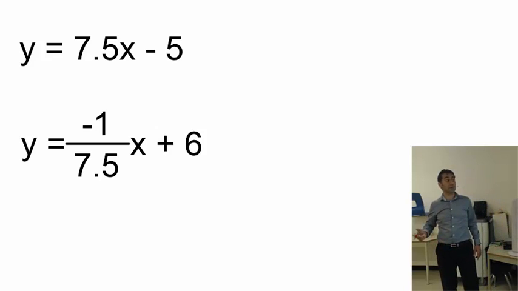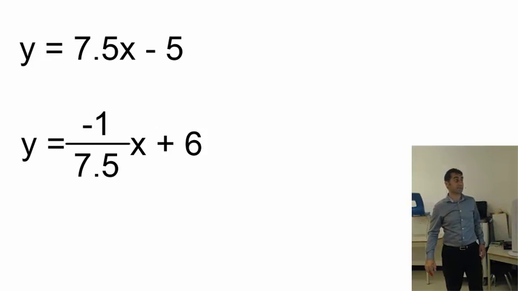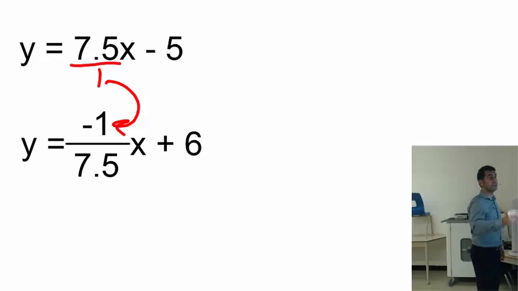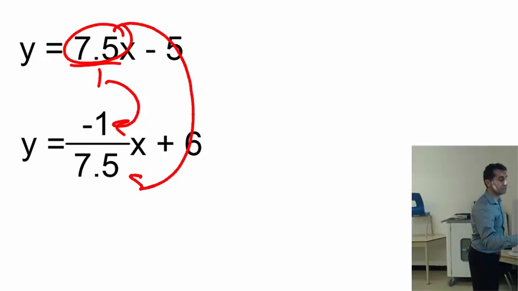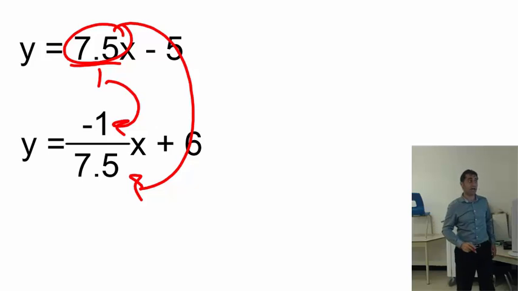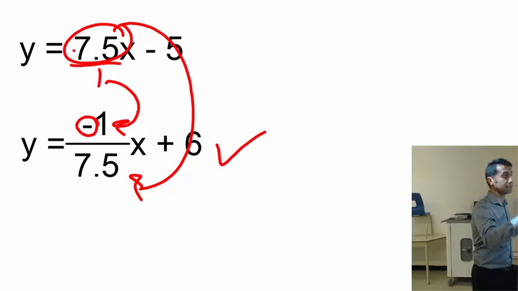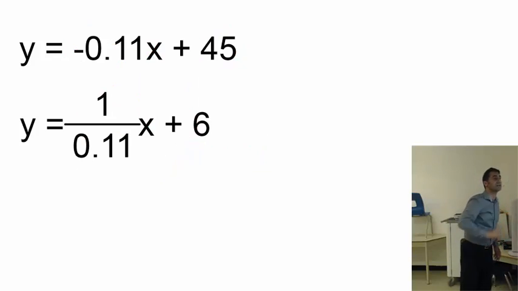Over here, now I am looking at a decimal number. But I need fractions. So the 1 is up, 7.5 is the denominator. And there is no sign here, meaning my answer should have the negative sign. So yes, those two lines are perpendicular.